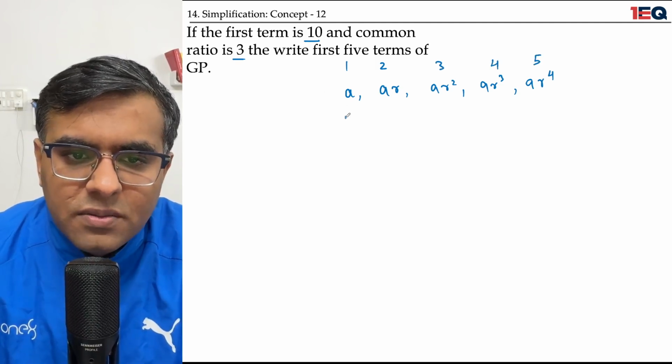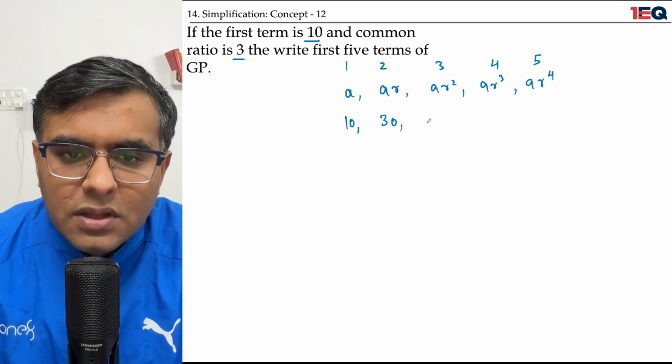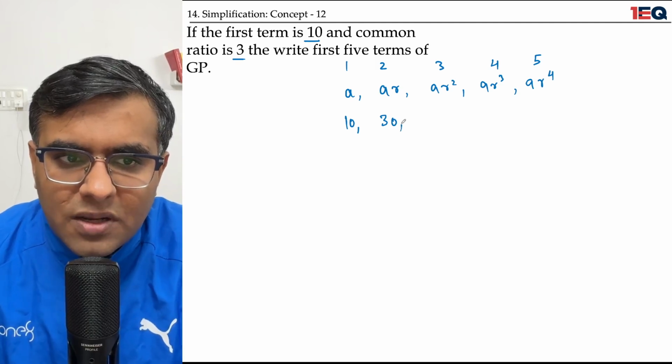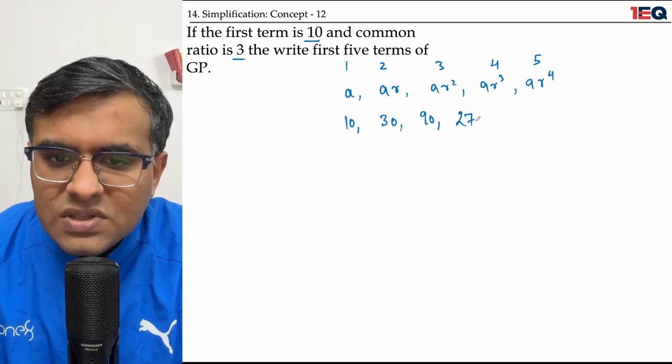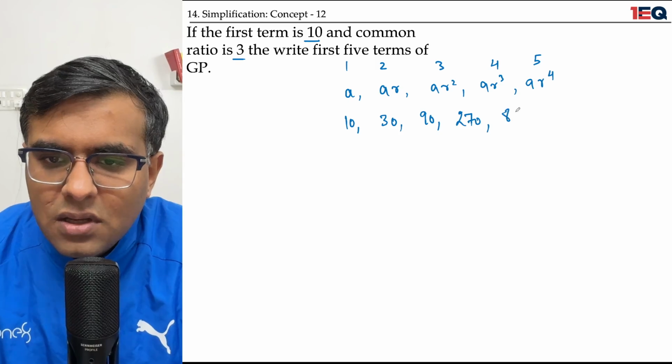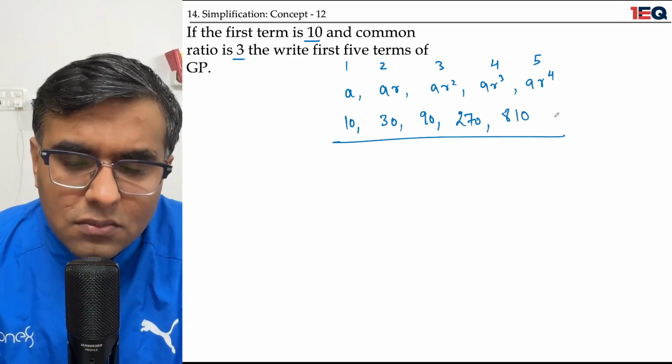So the first term is 10, simple. The second term is 10 into 3, that is 30. The third term has to be multiplied by 3 again, so that means 90. Another 3 into this is 270. Another 3 into this is 810. So this is what solves our question.